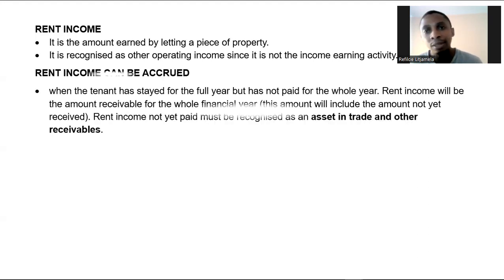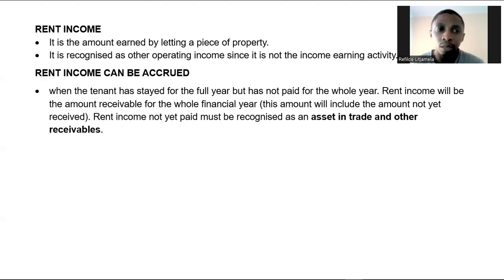Now, rent income can be accrued. That is when the tenant has stayed for the full year but has not paid for the whole year. Rent income will be the amount receivable for the whole year. This amount will include the amount that has not yet been received. If you watched the previous two videos, you will have realized I spoke about income received and income accrued, so it follows from that. The rent income not yet paid must be recognized as an asset in trade and other receivables. Please highlight that.